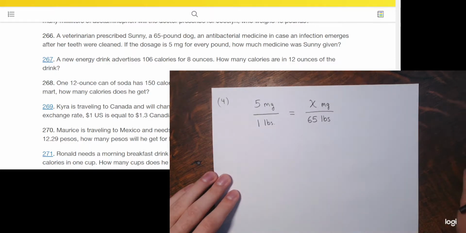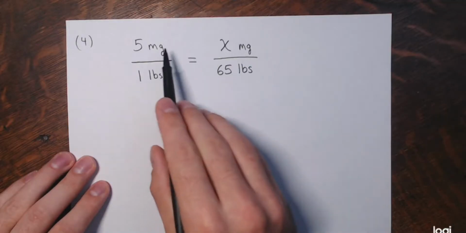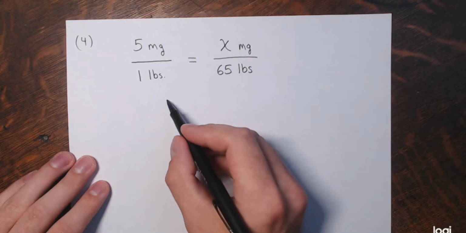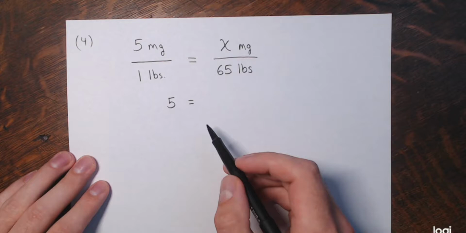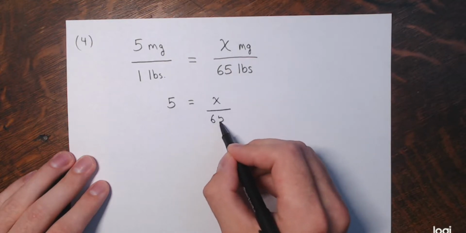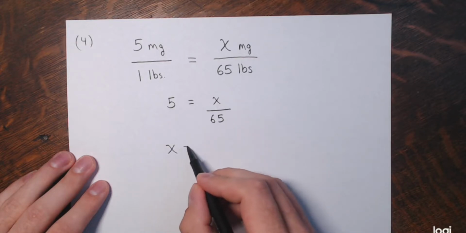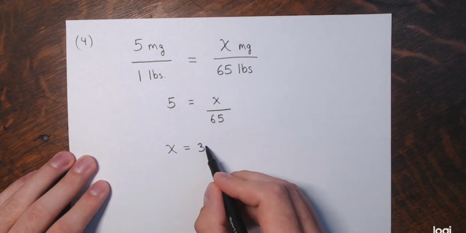I have my proportion set up, and it is a proper proportion. Numerator units are consistent, denominator units are consistent, and so I'm solving this. The left side is just 5 over 1. The right side is X divided by 65. I would simply multiply by 65. 5 times 65 would be 325.